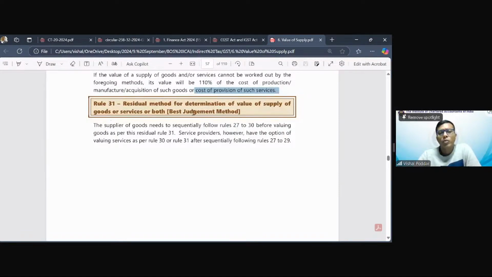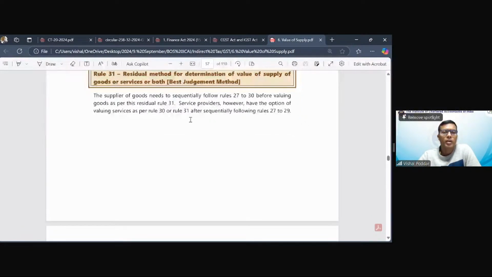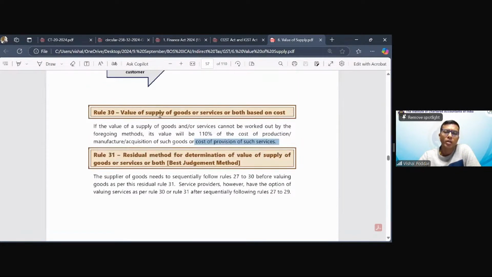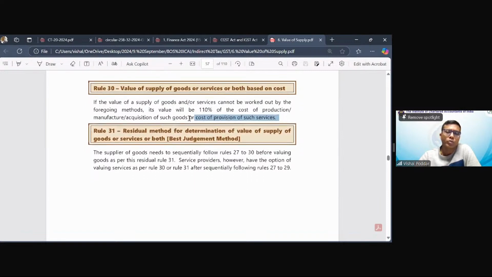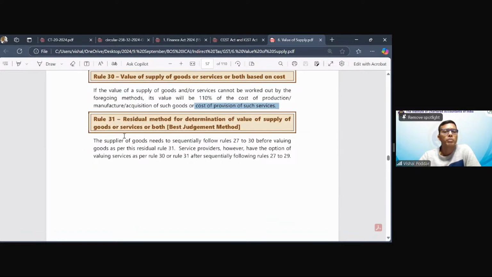Last is the residual rule. What is the residual rule? It says that the supplier needs to sequentially follow rules 27 to 30 before valuing goods as per this residual rule. Service providers, however, have the option of valuing service as per rule 30 or 31 after following 27 to 29. That is, for service providers, 30 is not compulsory, obviously, because costing of service is many times a challenge. So they can skip 30 and directly come to 31.